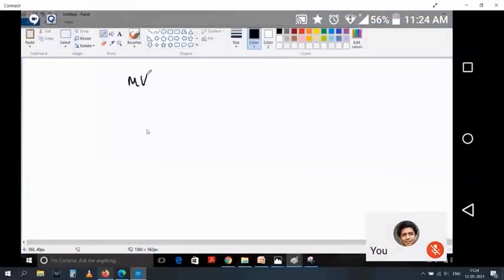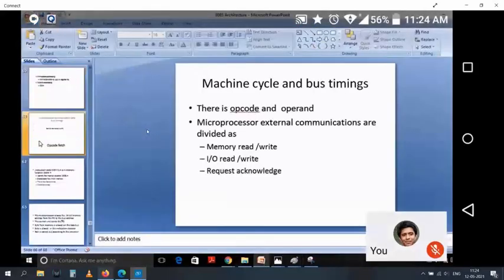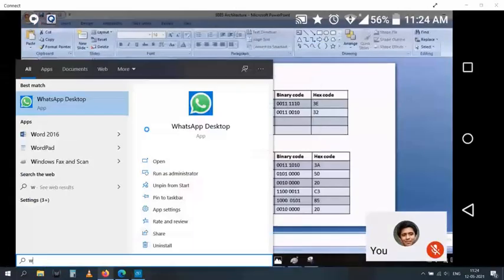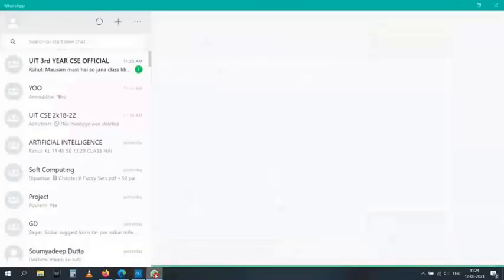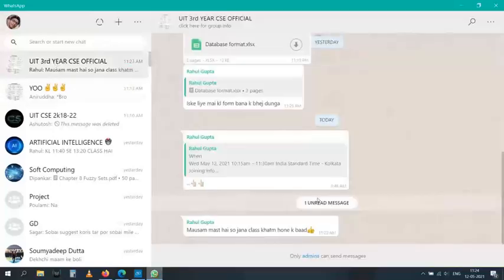So MVI B, 32H. So 32H is my data and there is an opcode for MVI B. So there are 2 bytes. What was MVI B? Okay, MVI A, let us do MVI A. So here the first is 3E and then the 32H.